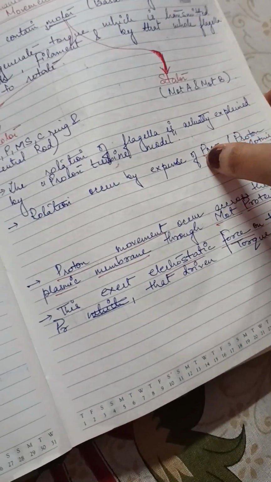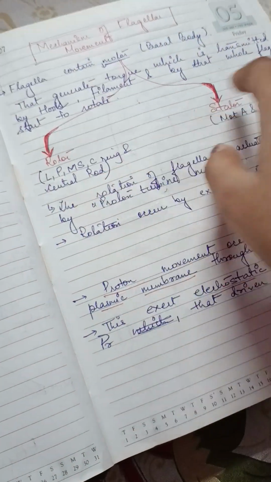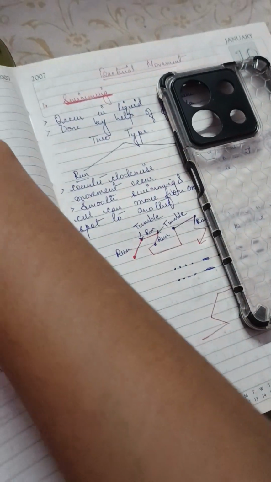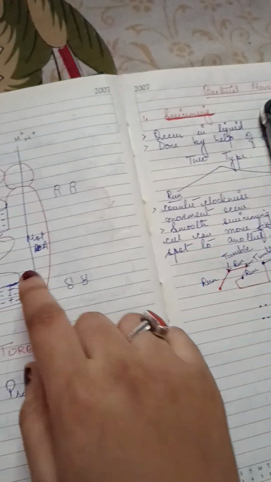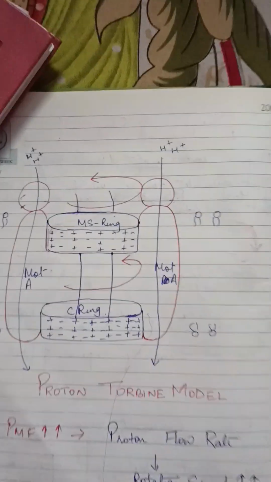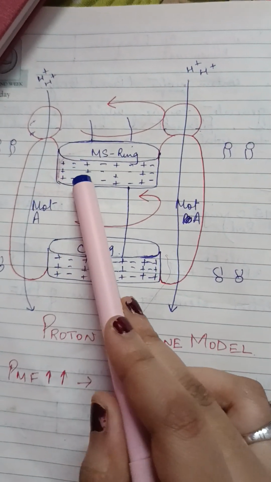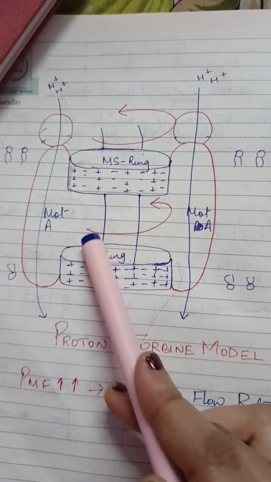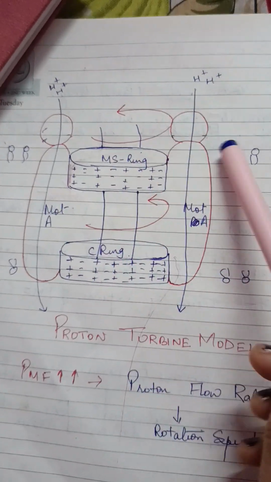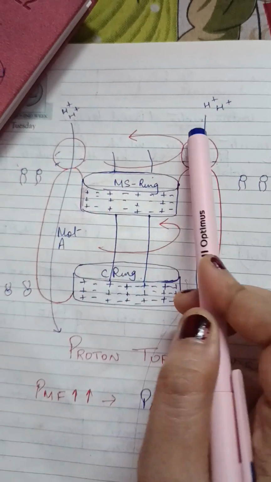See, proton turbine model. The C ring and MS ring were the internal part. So we have over here the C ring and MS ring. Now in this C ring and MS ring, you can see the distribution of charges. This generates the torque and this will rotate, and this MotA, this MotB, which is not needed.